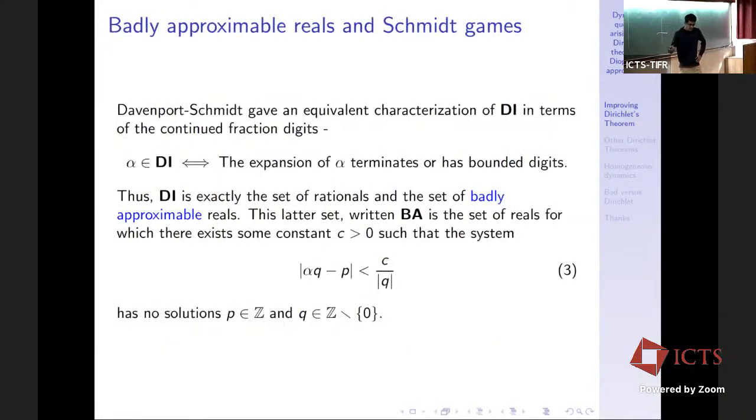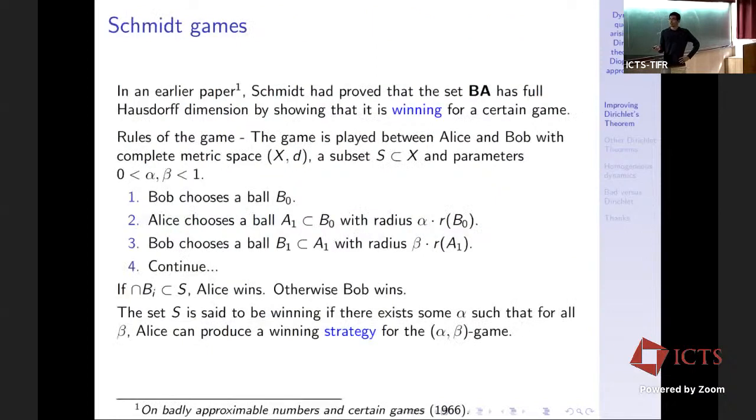So the story is that they gave this characterization of Dirichlet improvability, and then in an earlier paper, Schmidt had shown that BA has full dimension by inventing his Schmidt game, in his 1966 paper. We saw this game in Erez's talk.